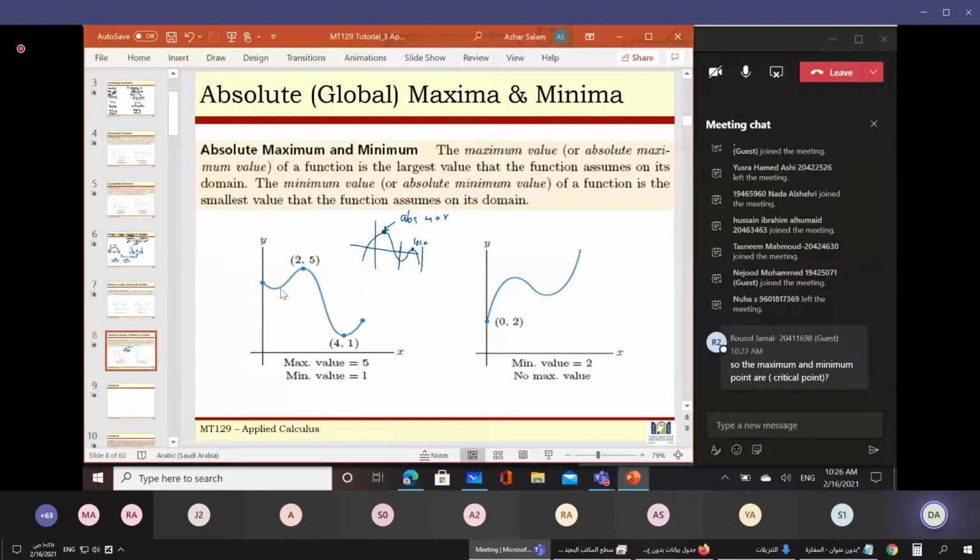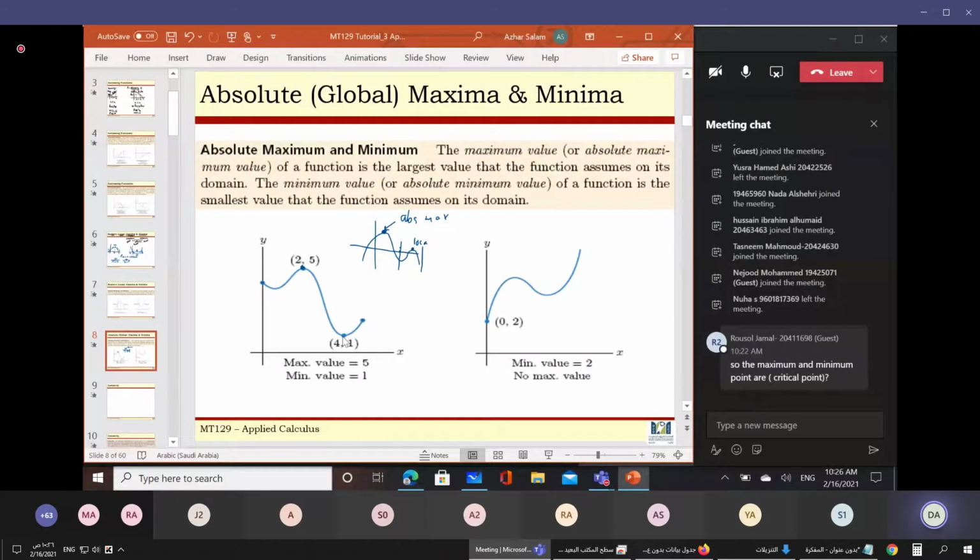For example, here, I have this point. This is the absolute maximum. Since the function begins from here, this is also a maximum, which is an end point, and also this is a maximum, which is another end point. But the absolute maximum is in here. This is the absolute maximum, the largest value the function takes, at this point.